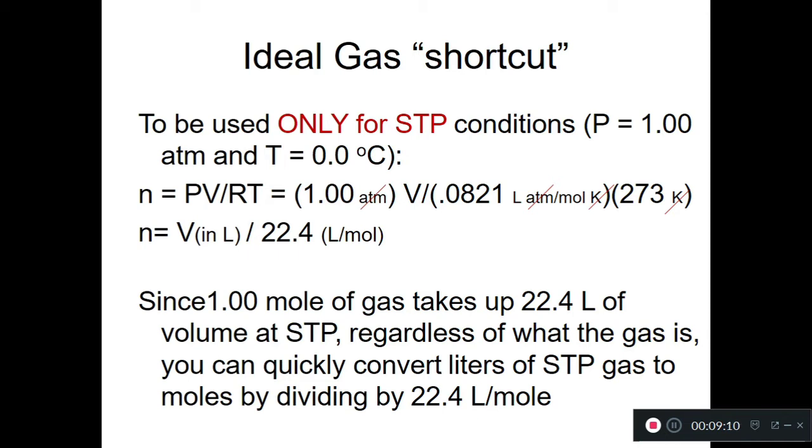So I can take a quick shortcut. If it's at STP and I'm told the volume of the gas, I know that every mole of gas at STP is 22.4 liters. So I can simply divide by 22.4 to convert volume into number of moles, but again, only if it's at STP. If it's reasonably close to STP and I just want to get a ballpark estimate of the number of moles, I could still sort of approximate it with that. But if we see an STP problem, this can make the mole conversions a little bit faster than plugging in the whole ideal gas formula to try to solve for the exact number of moles.